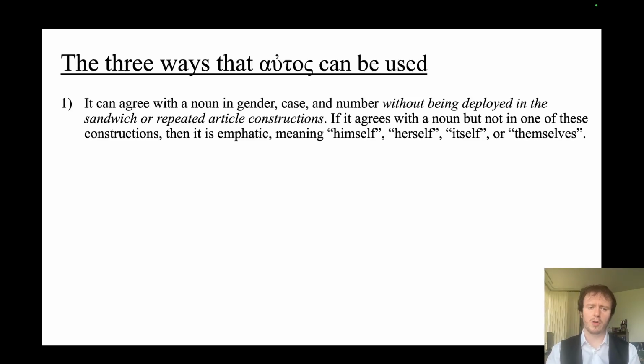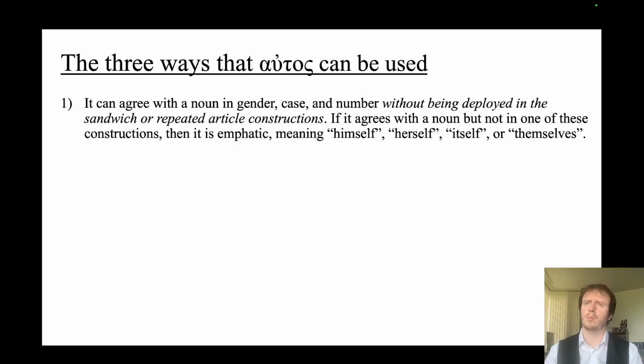Firstly, αὐτος can agree with a noun in gender, case and number without being deployed in the sandwich or repeated article constructions. If it agrees with a noun, but not in one of these constructions, then it's emphatic, meaning himself, herself, itself, or themselves. So, if αὐτος is agreeing with a noun, but it's not being deployed in the sandwich construction or the repeated article construction, then it means himself, herself, itself, or themselves. And it's being used for emphasis.